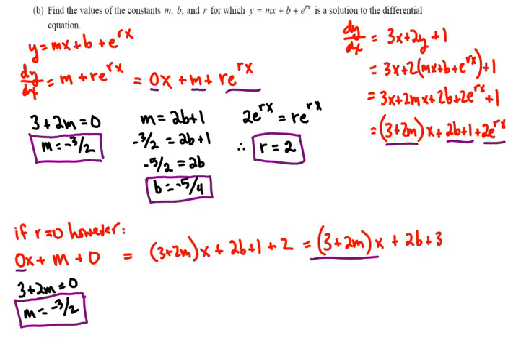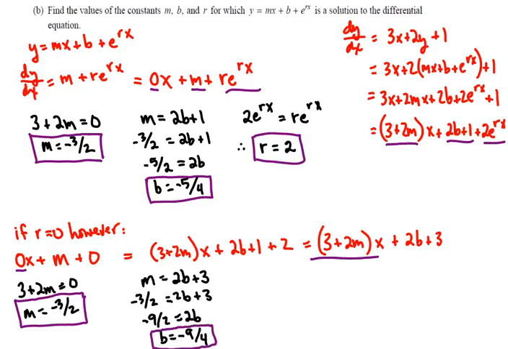However, now the constant term m is equal to 2b plus 3, the sum of the constant terms. But if m is equal to negative 3 halves, subtracting 3 from both sides gives us 2b is equal to negative 9 halves, and finally that b is equal to negative 9 fourths here. And this was all with the assumption that r is equal to 0.